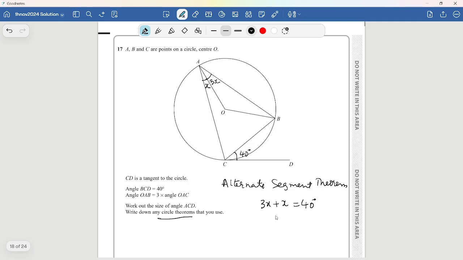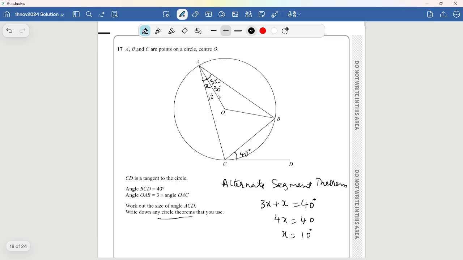So 3x plus x is 4x is 40. Then x is 40 over 4, that is 10 degrees. So I got the value of x, which is 10 degrees. So 3x will be 30 degrees. So now what we can do further?